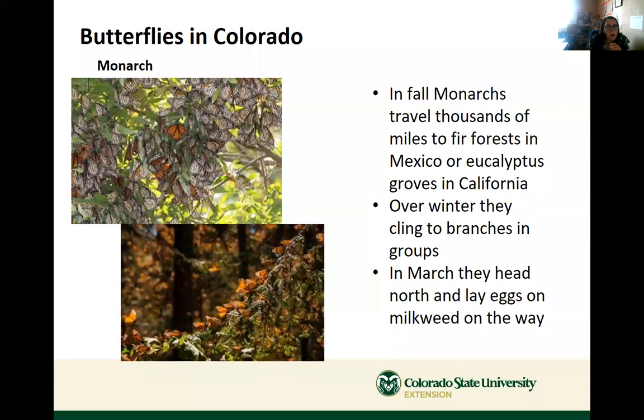A little bit more info about monarchs because they're kind of special. In the fall, they'll travel thousands of miles to fir forests in Mexico or eucalyptus groves in California. That's where they typically overwinter. They cling to the branches in these huge congregations that you can kind of see in these pictures here, just tons and tons and tons of monarchs. In March, they head north and they lay their eggs on milkweed along the way.